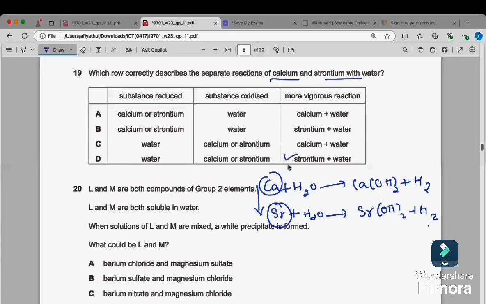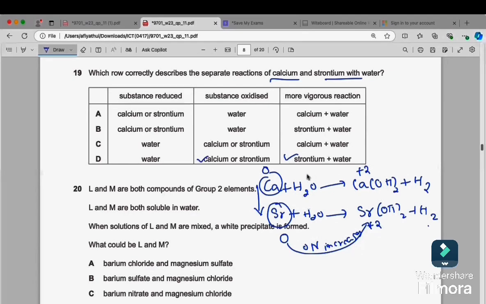And now let's see which substance is oxidized and reduced. If you check the strontium, the oxidation state is 0, and here the oxidation state is +2. Similarly, for the calcium also, oxidation state is 0, and here it is +2. So the substance's oxidation number is increasing here. Oxidation number increases means the substance oxidized is going to be either calcium or strontium. So this option is correct.